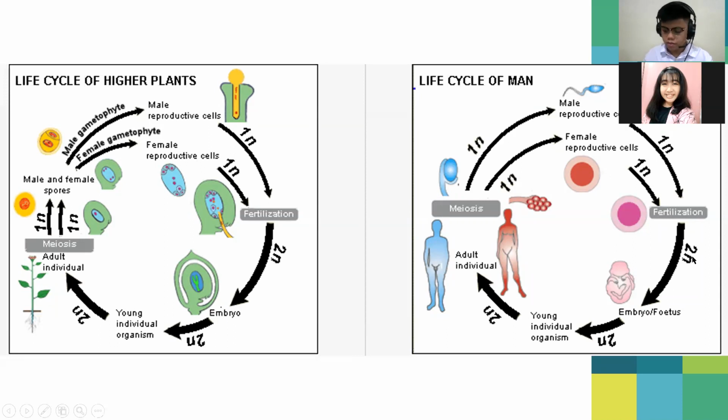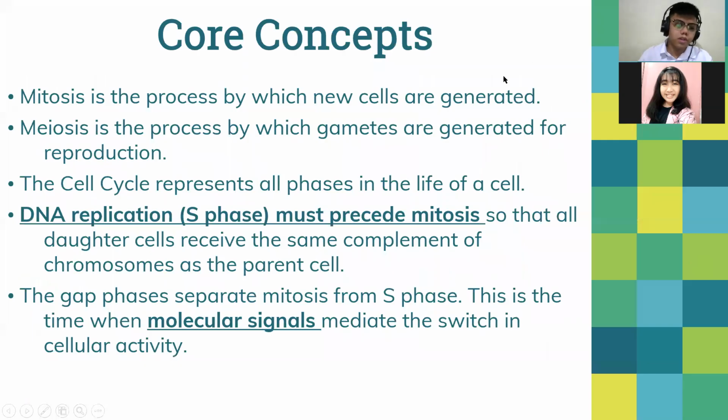Okay, so the core concepts for cell division basically is that mitosis is usually used for somatic cells or body cells, and meiosis usually is for reproductive cells or the gametes. Okay, so DNA replication or the S phase, it is usually the process that is the first thing that needs to happen during cell division because it needs to create two copies of the DNA.